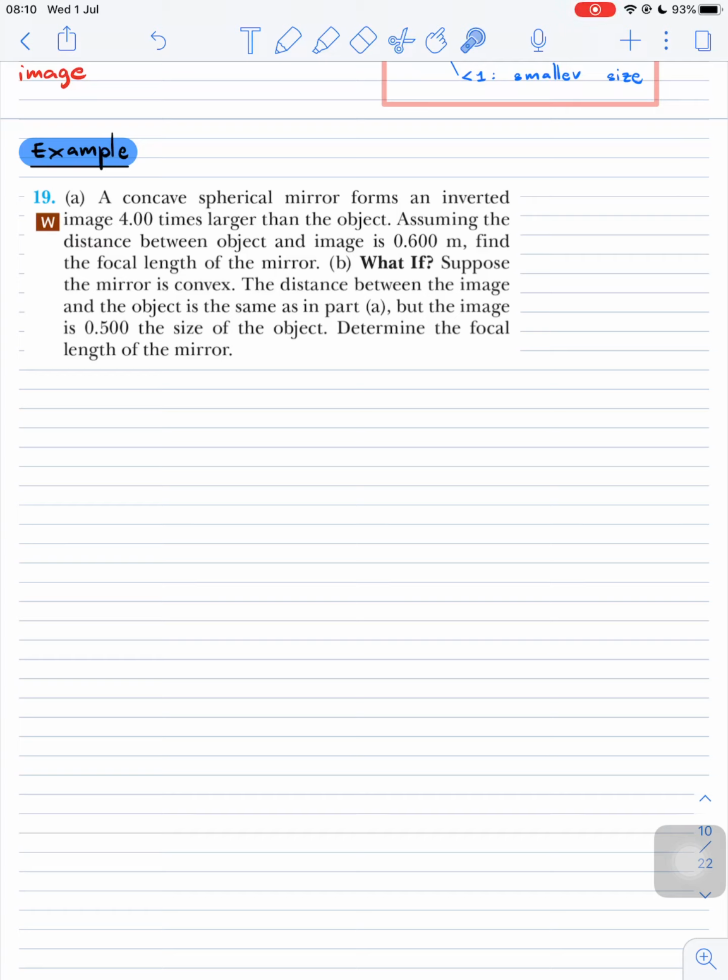Okay, so look at this example. Now for part A: a concave spherical mirror forms an inverted image, 4 times larger than the object. Assuming the distance between the object and the image is 0.6 meter, find the focal length of the mirror.